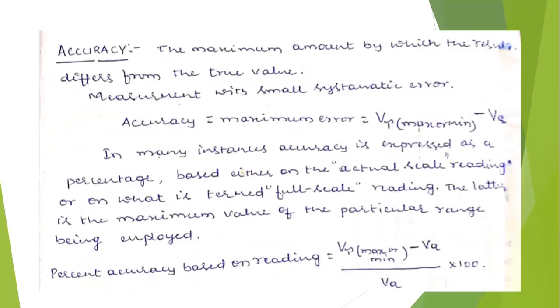Next, come to the point: accuracy. Accuracy is nothing but the accurate result. If you have 0.001 millimeter error, that is very negligible, but while measuring, if you have that error, that is called systematic error. Accuracy is defined as the maximum error, that is V_T minus V_A, where V_T is the maximum scale reading and V_A is the actual reading. Deduct V_A from V_T, that gives you the accuracy.